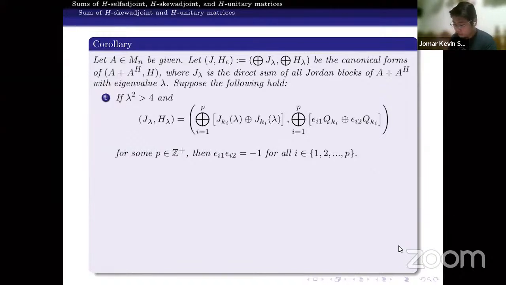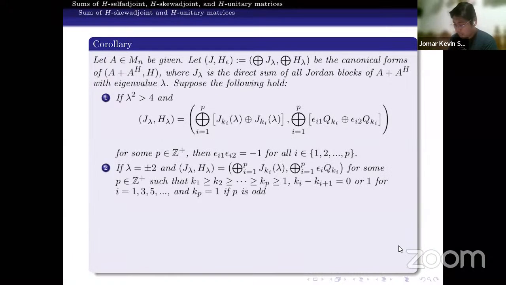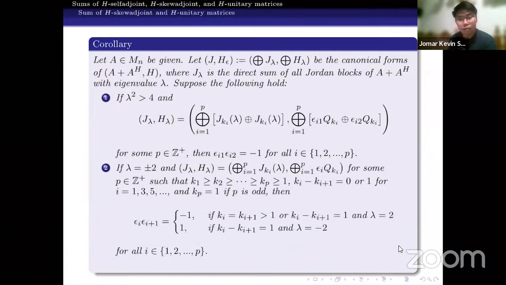Okay. So for the second condition, ganun din. Same din siya dun sa condition from the previous theorem. But again, the difference is this. Lambda is an eigenvalue of A plus A to the H, not A. Okay, so what's the conclusion? We can write A as a sum of an H unitary X and H skew adjoint 1.